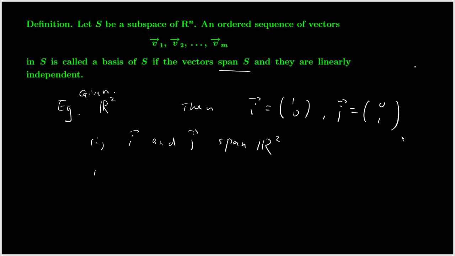The second condition we also have seen many times. The two given vectors I and J are linearly independent. We mentioned that last time. None of the two vectors is a linear combination of the other vector. That's one of the equivalent conditions under which the two vectors are linearly independent. So you just say I and J are linearly independent.